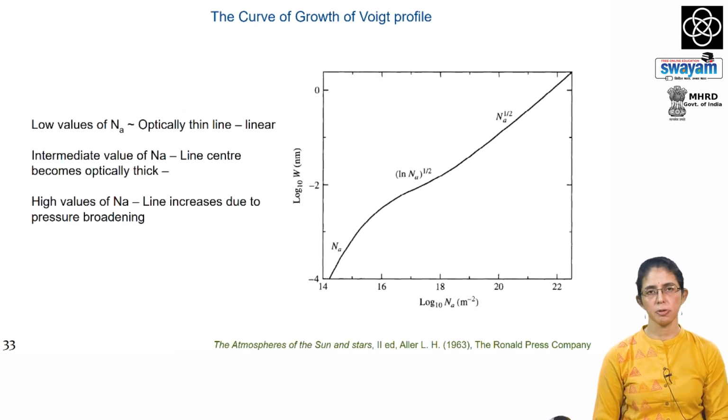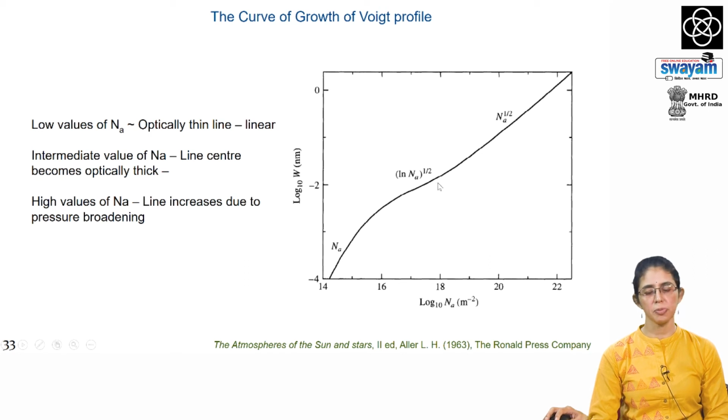Equivalent width of the Voigt profile, when it is plotted as a function of the abundance or the optical depth, is known as the curve of growth. And the curve of growth is found to have the following functional form. For low values of abundance, one can see that the equivalent width is directly proportional to the abundance. For larger values of abundance, one can see that the equivalent width is no longer directly proportional to abundance, but rather tends to flatten down as the line becomes optically thick.